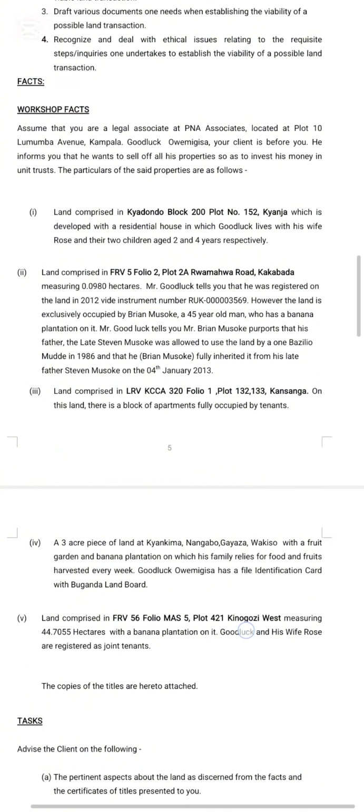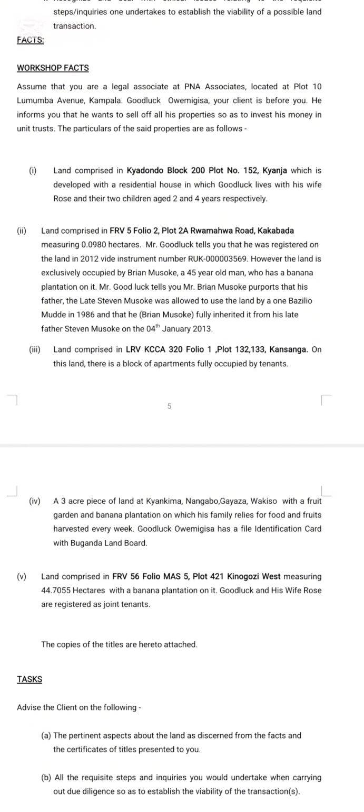The particulars of the said properties are as follows. Land comprised in Kyadondo Block 200 Plot 152 Chanja, which is developed with a residential house in which Goodluck lives with his wife Rose and their two children aged 2 and 4 years respectively.